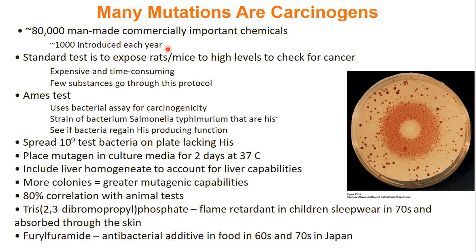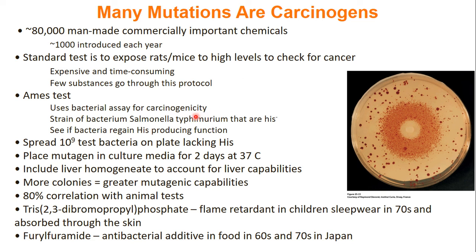To really see if these chemicals are carcinogens, that they cause cancer, you usually do tests where you expose rats and mice to high levels and see if they develop cancer. This is very expensive and time consuming, as you can imagine. So even though we make 1,000, many of these substances don't go through this process. So there's actually another quicker, faster test that was developed called the Ames test. Here we use bacteria to see how cancerous these new chemicals are.